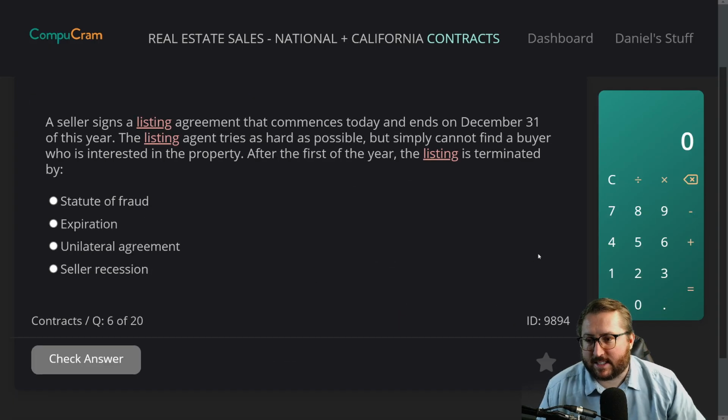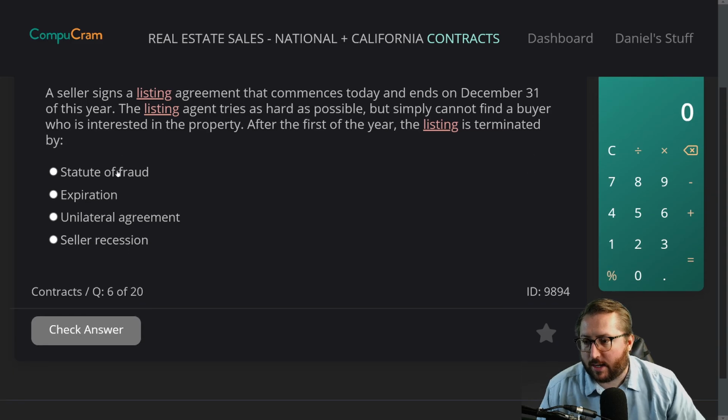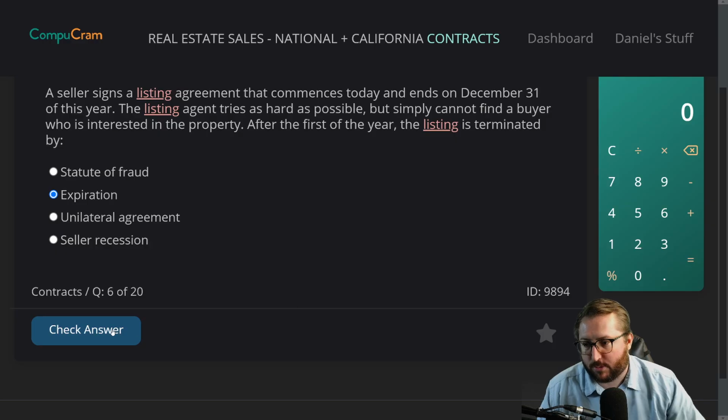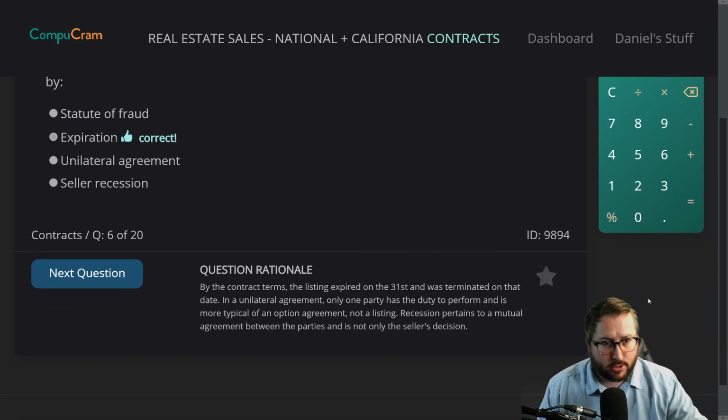Question 6. A seller signs a listing agreement that commences today and ends on December 31st of this year. The listing agent tries as hard as possible but simply cannot find a buyer who is interested in the property. After the first of the year, the listing is terminated by A, statute of fraud, B, expiration, C, unilateral agreement, D, seller recession. I want to say expiration because now we're on January 1st. It expired December 31st. Well, let's see. Correct. We're doing all right on contracts.